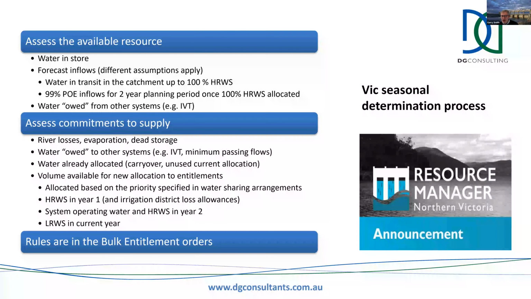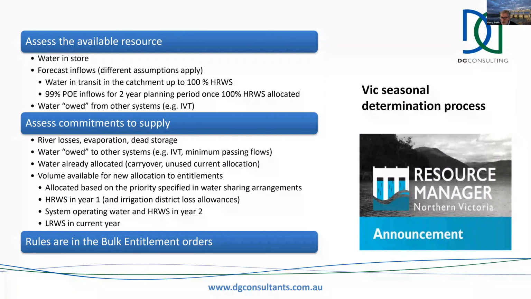The other important thing that happens is in building those reserves to make sure we can run the system and operate it in year 2. When we're allocating high reliability water shares in year 1, when the allocation reaches 30%, between 30% and 50% allocation levels, half of the inflows go to improving the current season's allocation, and half are put away towards reserves to get started in the following year.